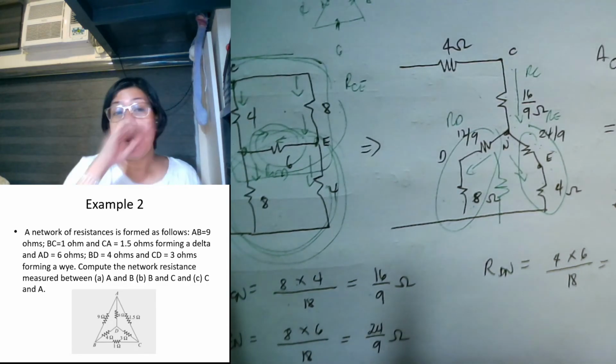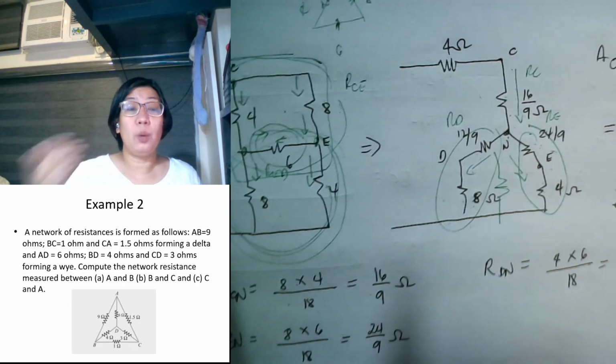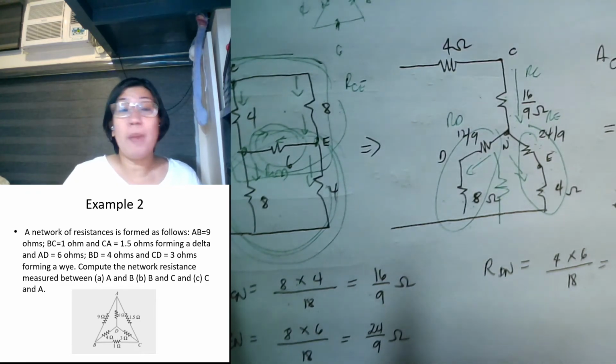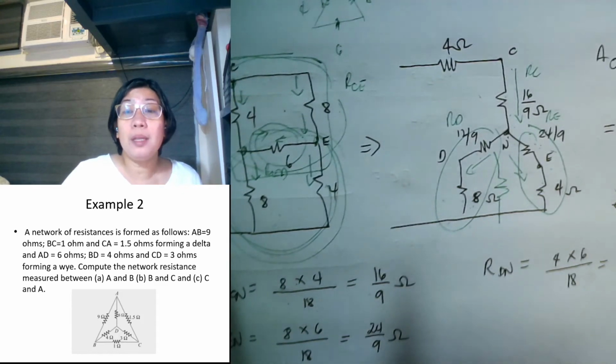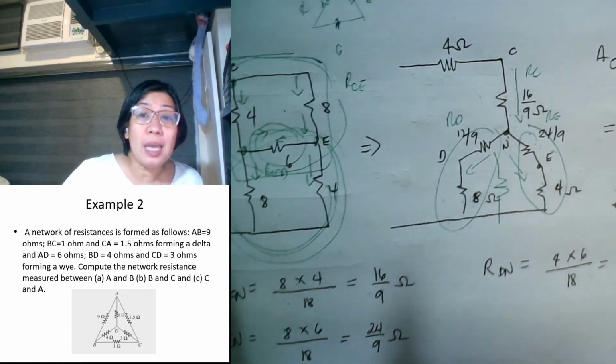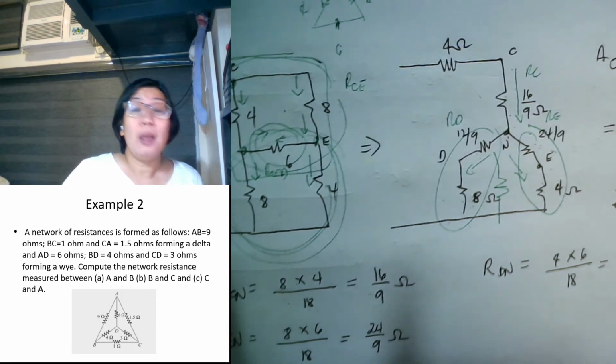So we have here one delta and one Y. We are asked to measure the equivalent resistance between A and B. What is the equivalent resistance between A and B? What is the equivalent resistance between B and C? And what is the equivalent resistance between C and A?